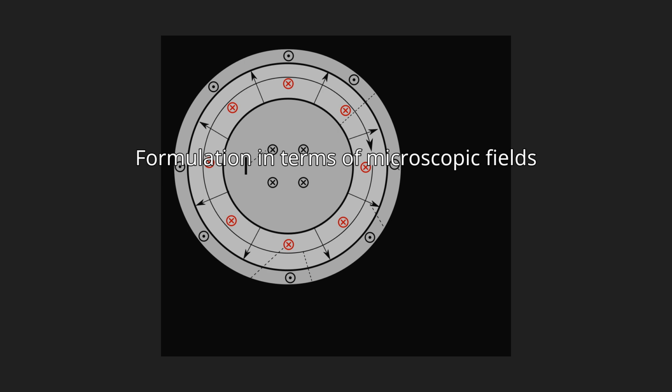Only the vacuum permittivity and permeability are used, and there is no D or H when this model is used. The Poynting vector is defined as S equals (1/μ0) E × B.